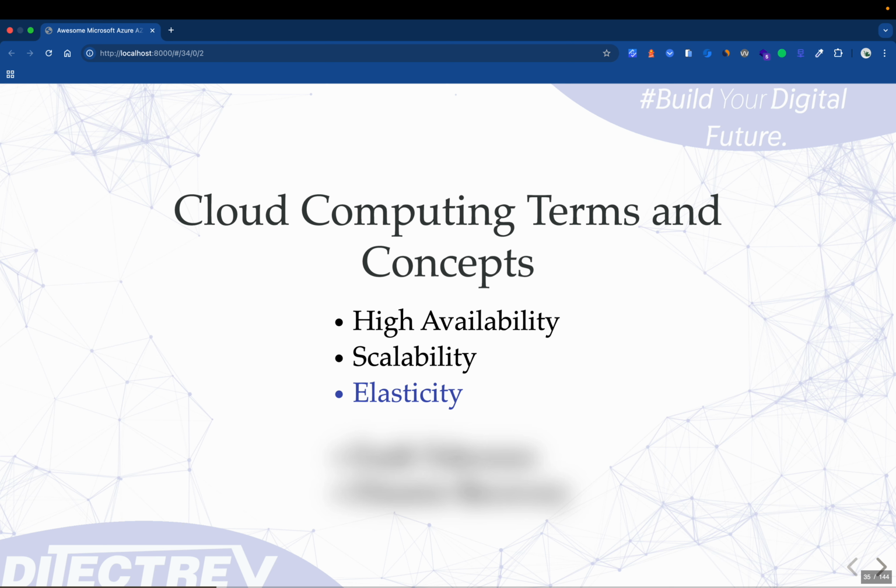Elasticity. It's similar to scalability, just a little bit more nitpicking, I would say, because that's the ability to scale resources up and down with benefits such as cost optimization, performance optimization. You use the resources more efficiently, and automating scaling.